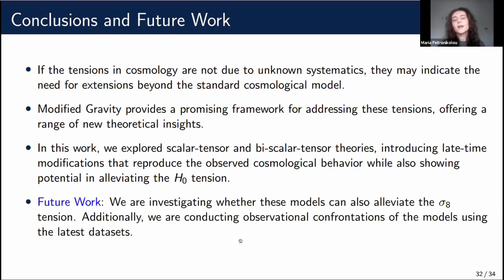As future work, we are now investigating the potential of these models to also alleviate the sigma tension, and of course we are conducting observational confrontation of these models with all the available datasets.